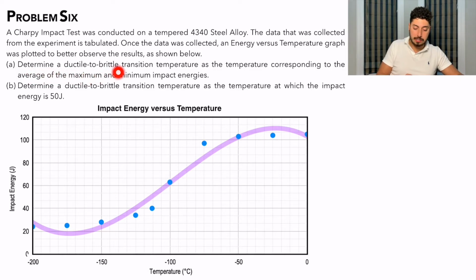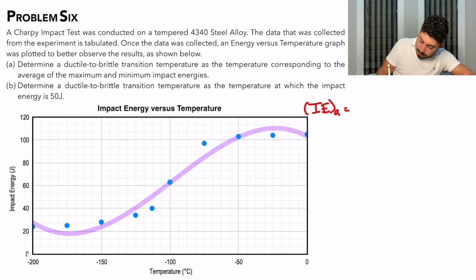So part A says, determine the ductile to brittle transition temperature as the temperature corresponding to the average of the maximum and minimum impact energies. So we need to get an average. The way we get an average is the maximum value on the graph plus the minimum value on the graph divided by 2, and that's going to be our average. So we can say that our average impact energy is equal to maximum value plus our minimum value divided by 2.